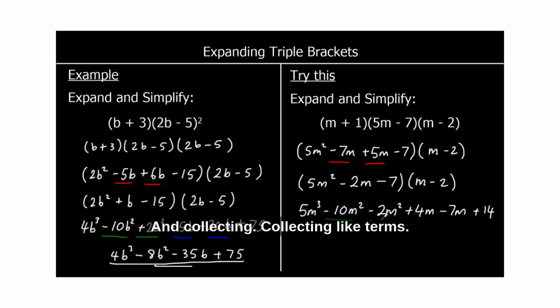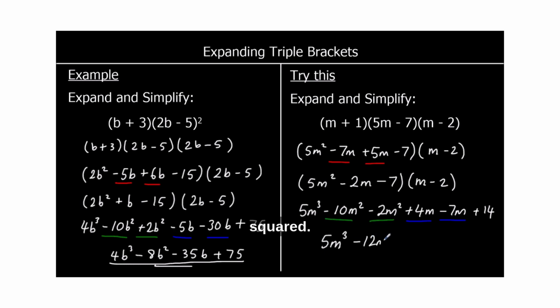And collecting the like terms, so I've got m squared terms and m terms. So I've got 5m cubed. I've got negative 10m squared, take away 2m squared, which is going to be negative 12m squared. I've got 4m, take away 7m, which is going to be negative 3m. And I've got positive 14 on the end.